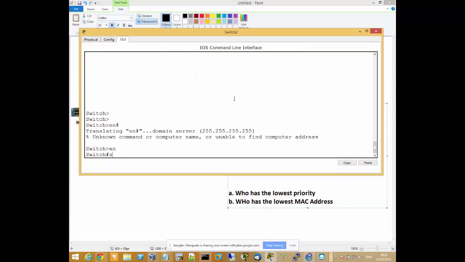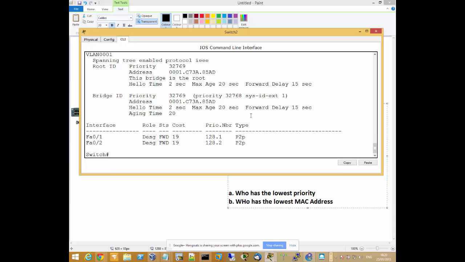Okay, so let's go show this on switch 3. You can see this bridge is the root. It's saying, I am the root. All the other ones are advertising it as the root, and it's advertising itself as the root. And why? Because it has the lowest MAC address.